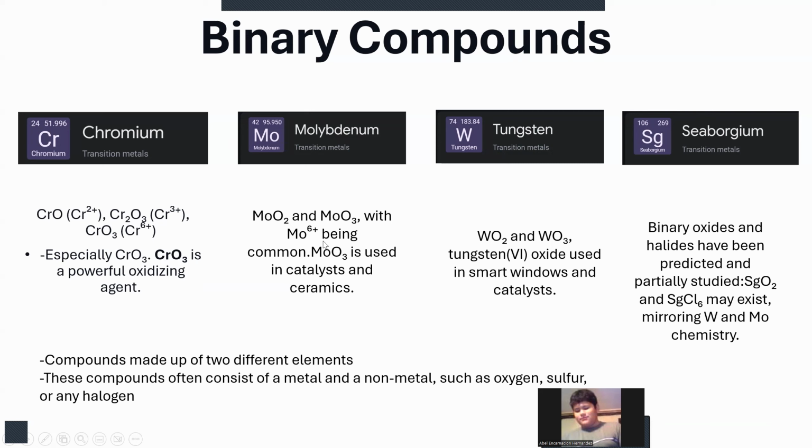Molybdenum also has some binary compounds with oxygen, similarly to chromium. Again, this one is used in catalysts and ceramics as well. Tungsten is very common with oxygen. This has to do a lot with the fact that it's group 6. In seaborgium, binary oxides and halides are particularly studied, which makes it mirror W and Mo chemistry.